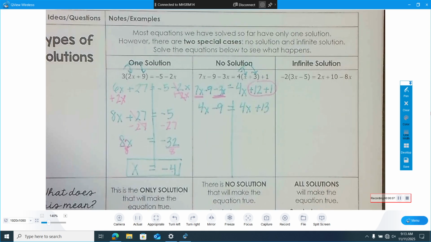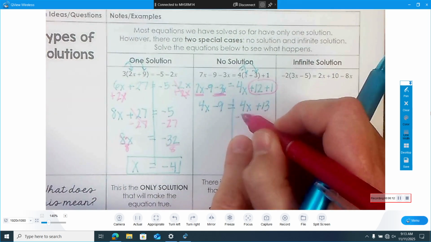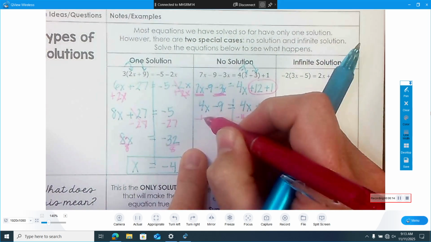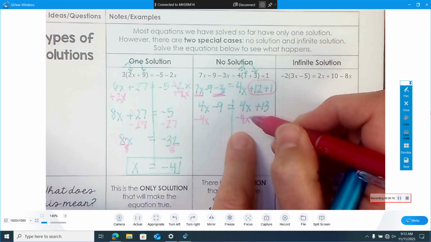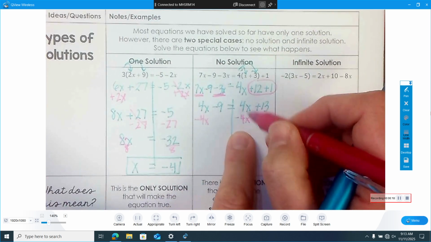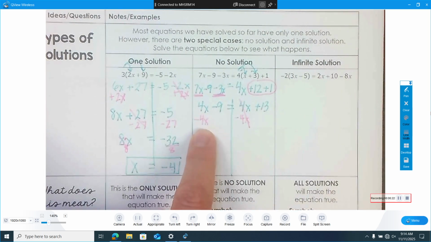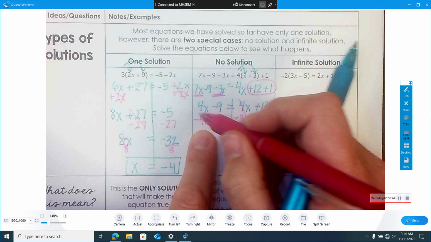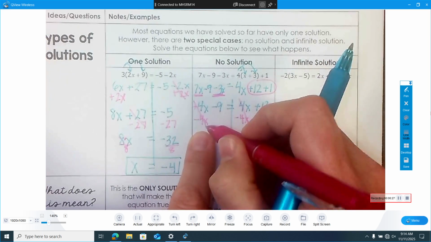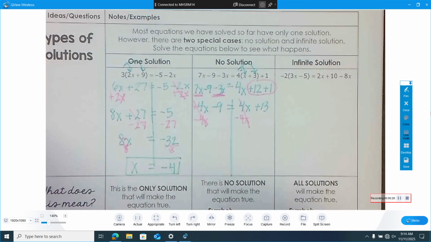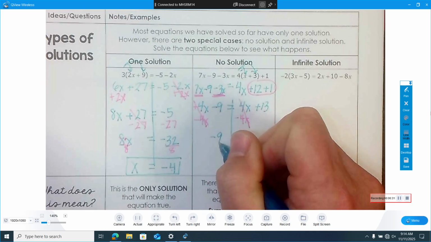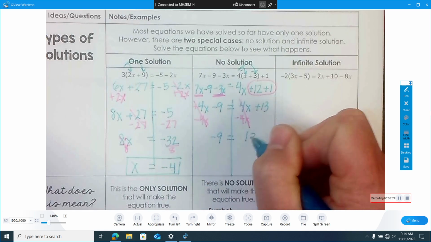And what was my rule? Letters to the left. So I want to take my letter on the right-hand side and move it. All right. So I'm going to subtract the 4x. Positive 4x and negative 4x make a 0. That goes away. And what happens over here on the left side? It also cancels out. Positive 4x and negative 4x cancels out. Well, that's interesting. And so I'm left with 9 is equal to 13.